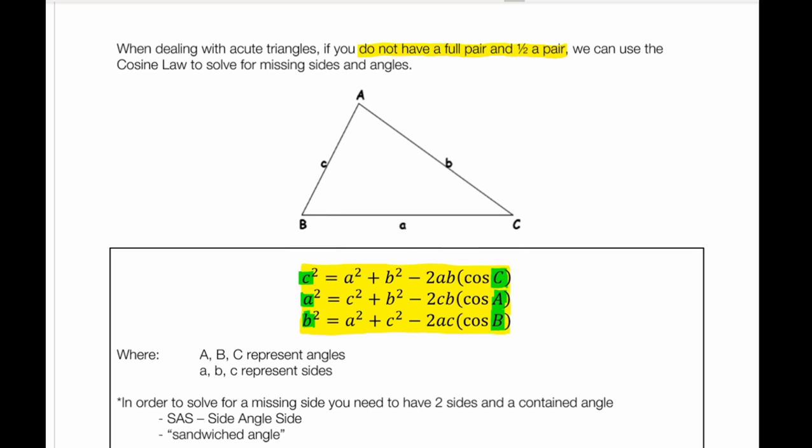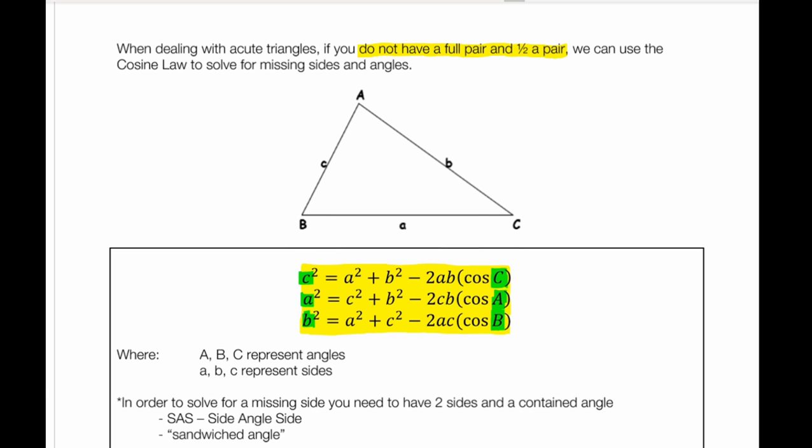So the formula generally reads as c squared equals a squared plus b squared minus 2ab times cosine C. And again, it's the same for the other two versions if we're looking for a different side. So really, you only need to have one formula and just know that you can swap out the side that you're looking for and the angle that you're given, and then the two remaining sides are going to fill in the rest.